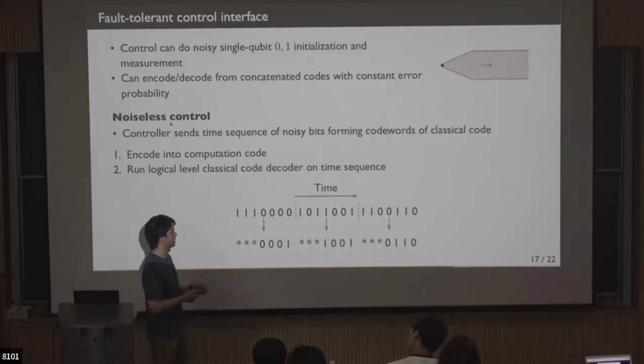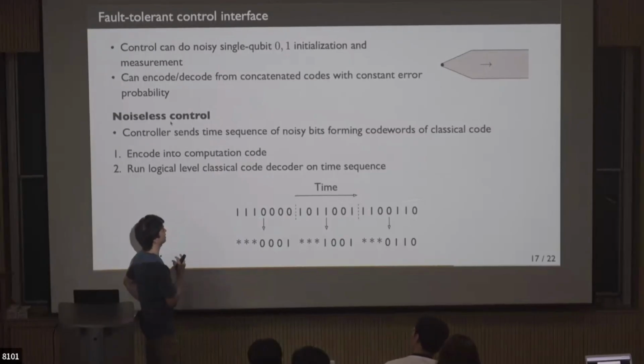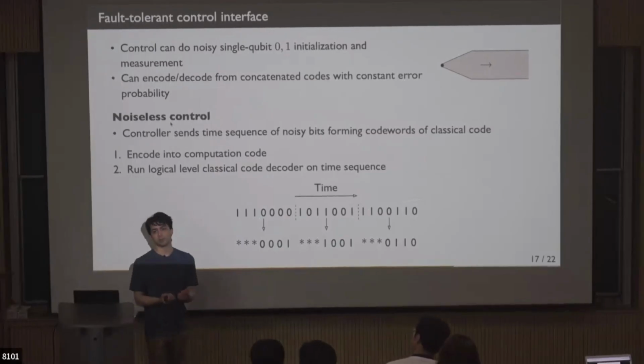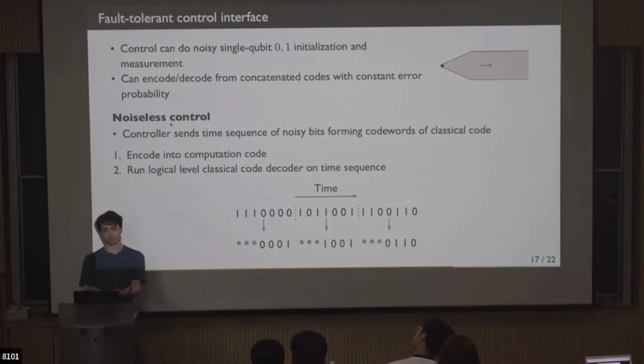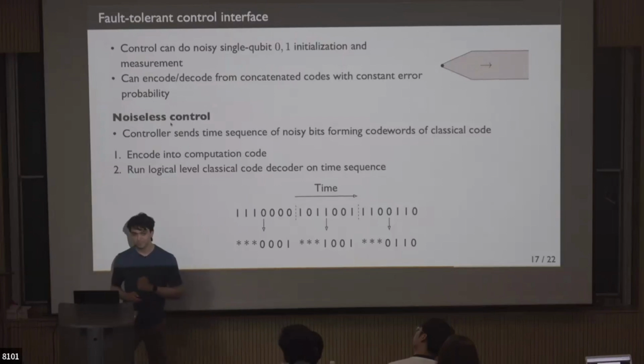So this is what it might look like. I've sent this sequence of bit strings, where this is like a 7-bit code. This is chunked up into frames, and I decode each frame into some logical value using this classical decoder that I can implement using the gadgets for my 1D fault tolerance scheme. Okay, great.